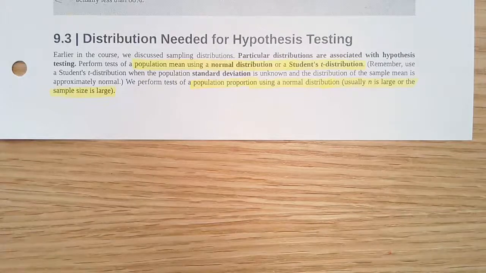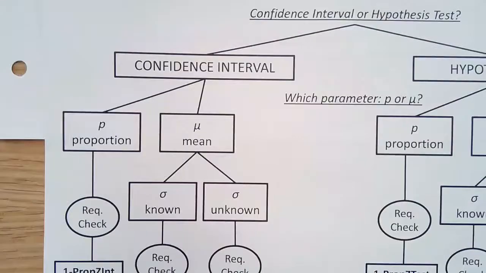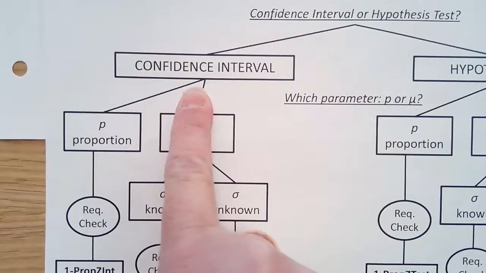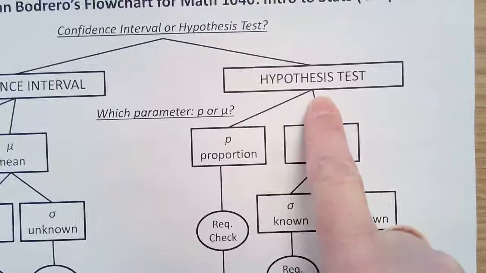Okay, now we're going to go over 9.3, and we're going to talk about hypothesis testing. Okay, so the type of distributions. So really, this is going back to the flowchart that we've been using. To go over that, remember Chapter 8 was all about the confidence interval. Chapter 9 is all about the hypothesis test. Okay?